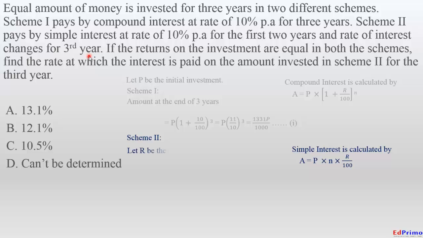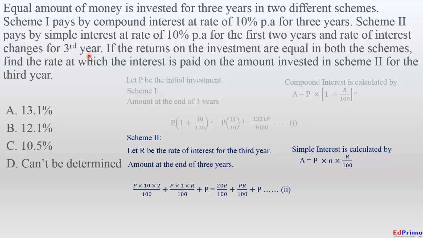How do we denote this? Let us take R as the rate of interest for the third year, and we substitute the rest of the values in our equation. So for the first 2 years, we get N as 2 and R as 10%. In the third year, we get N as 1 and we retain R as R. And when we simplify this equation, we get what we name as equation 2.